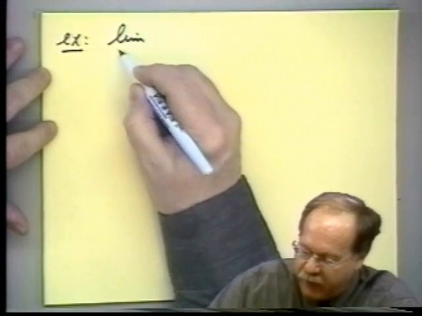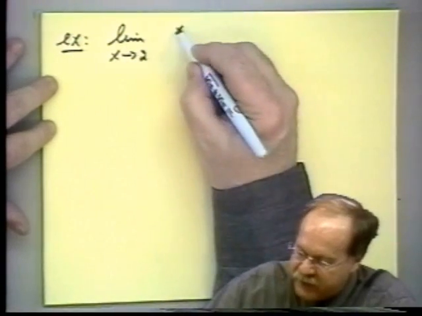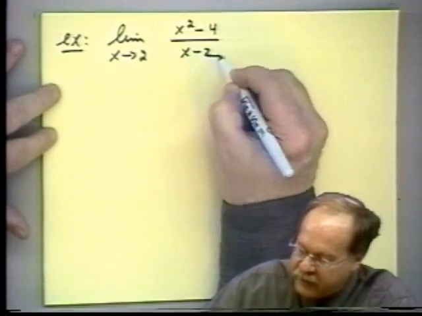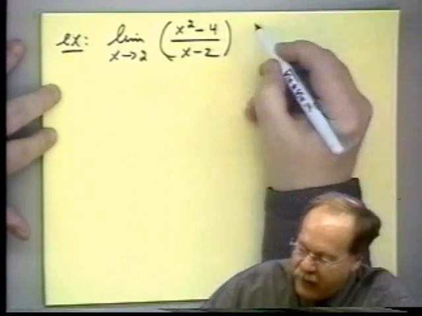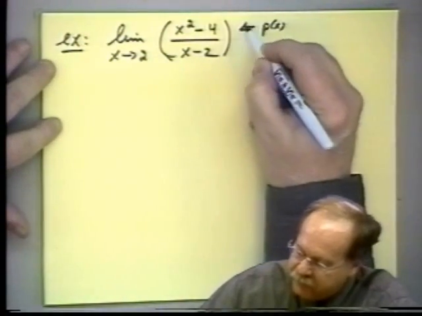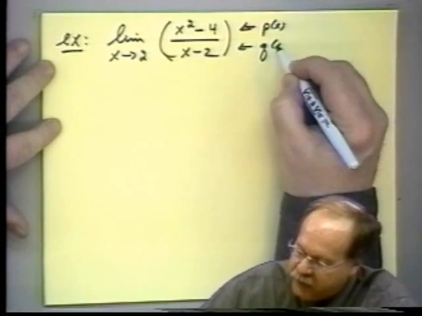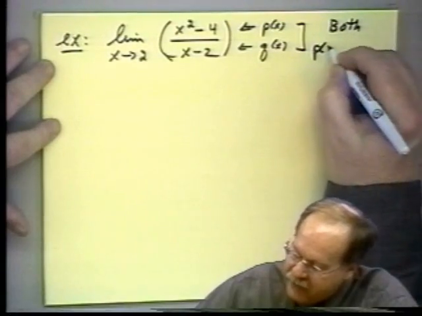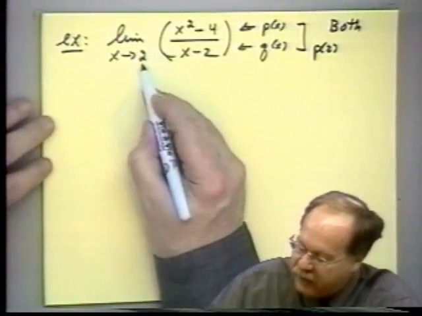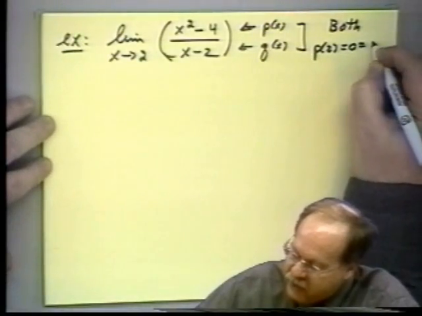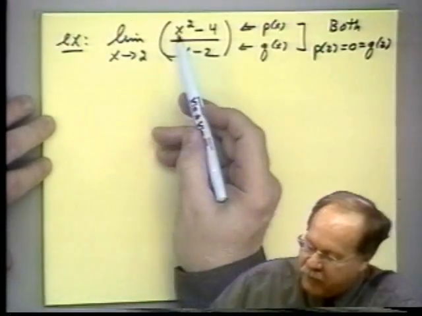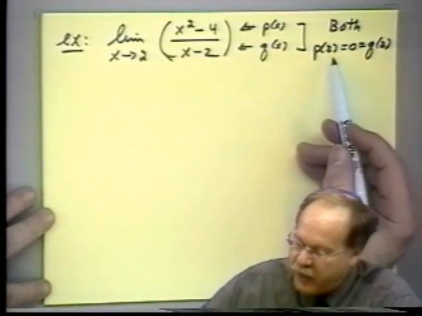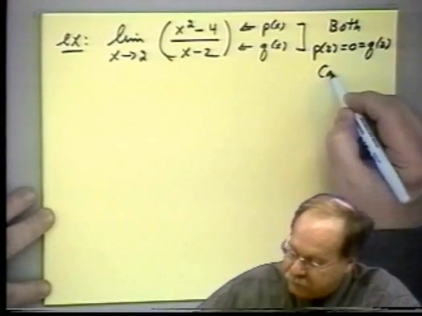Here is a straightforward example where 0 over 0 apparently is the result. Take the limit as x approaches 2 of x squared minus 4 over x minus 2. Again, the top is p of x, polynomial p of x. The bottom is the polynomial q of x. And please observe that both p at 2, which is the number the x is approaching here, and q at 2 are 0. If you put 2 in at the top, you get 2 squared minus 4, that's 0. The bottom 2 minus 2 is 0. So we have the conditions of case 3.